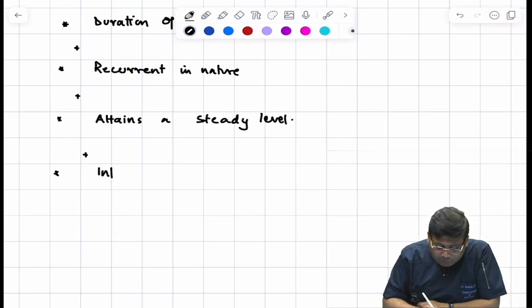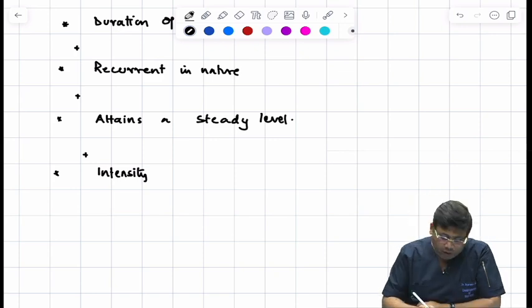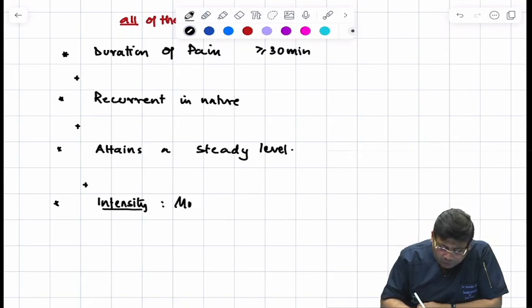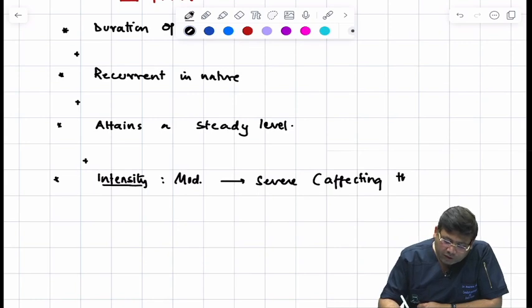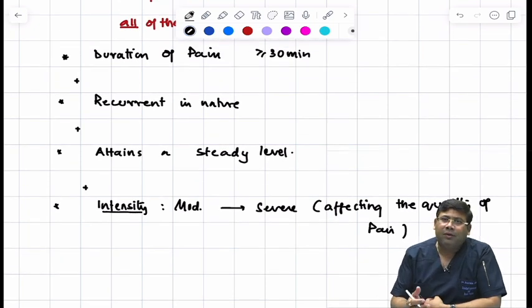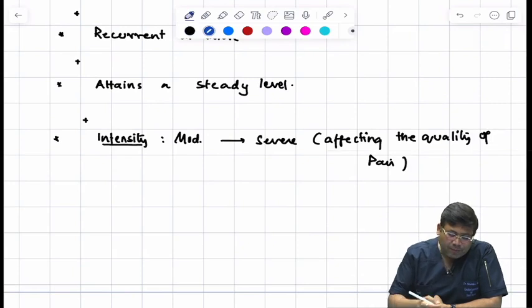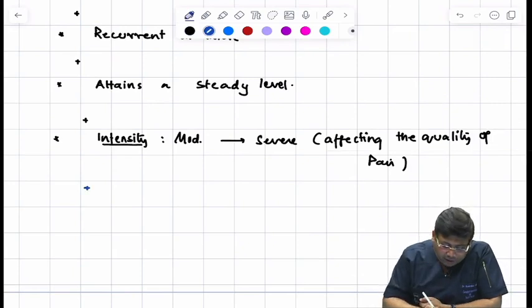When you talk about the intensity of the pain, we have seen the chronicity and the timing. Intensity is very important: moderate to severe, affecting the quality of life. How do we define the pain? Pain is subjective, so the patient is concerned about this pain. It usually lasts more than 30 minutes, is recurrent in nature, attains a steady level, and there is no change with posture.